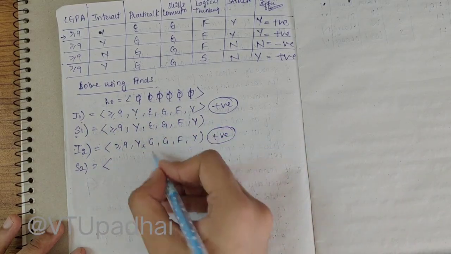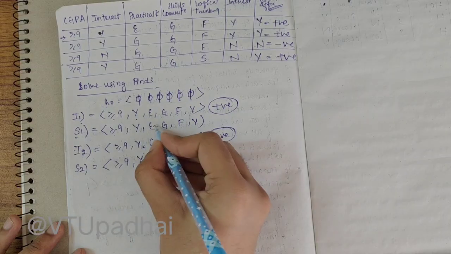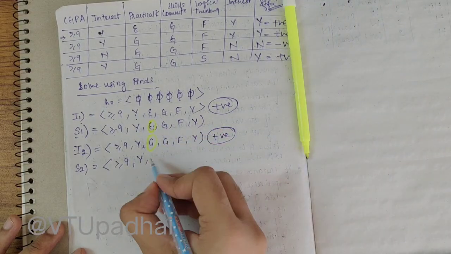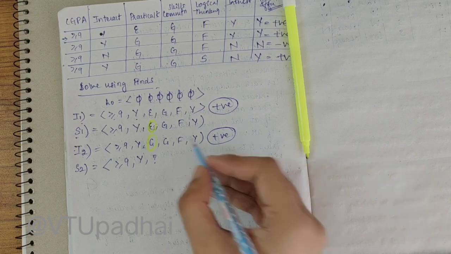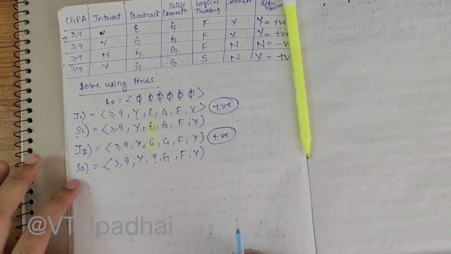And if there's any difference, then put a question mark there. So here greater than equal to 9, greater than equal to 9, it's the same. Y same. Here there's a variation between these two, so I replace it with a question mark. Okay. Next, G G same. I have F here and I have Y here. So I'm done with finding the S2.